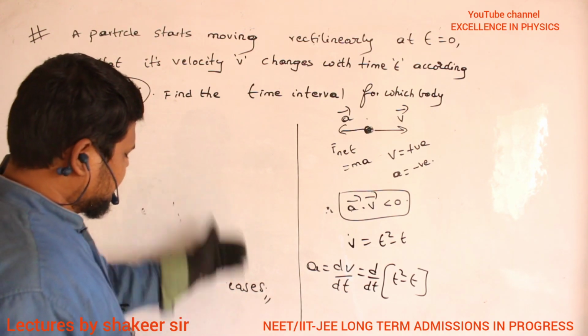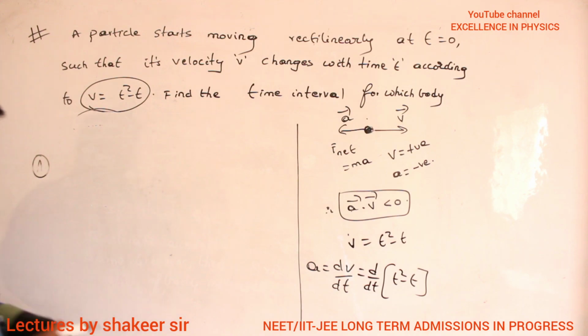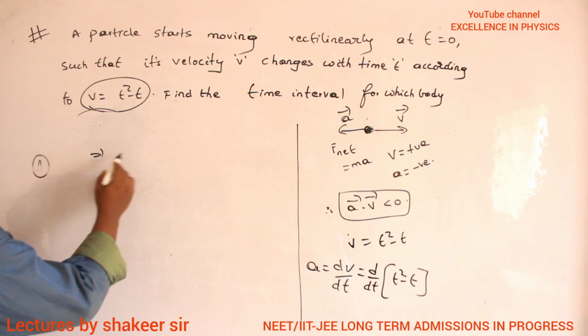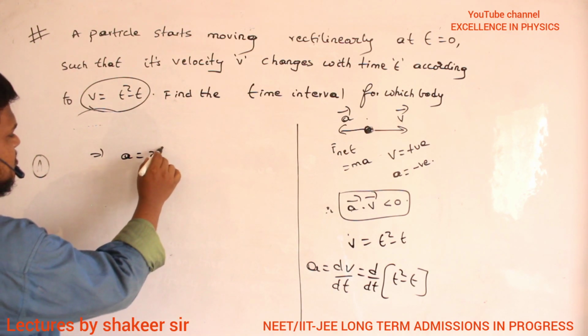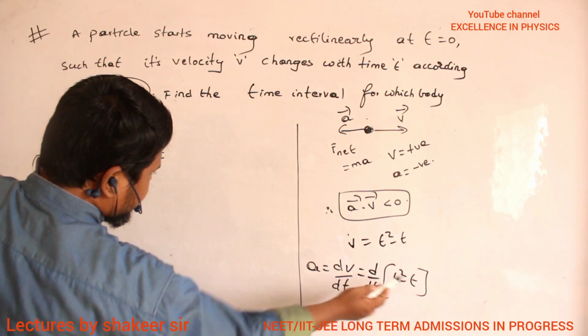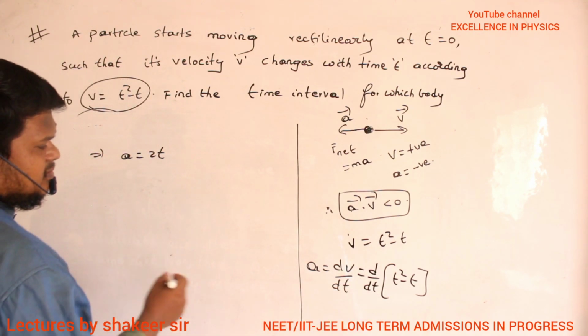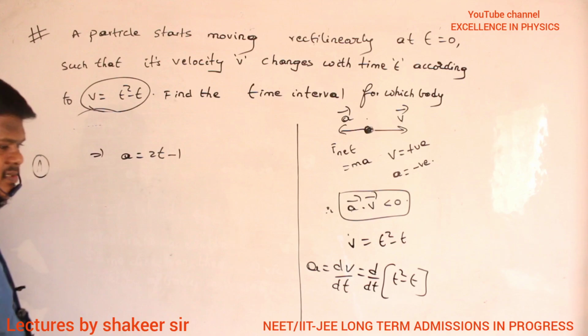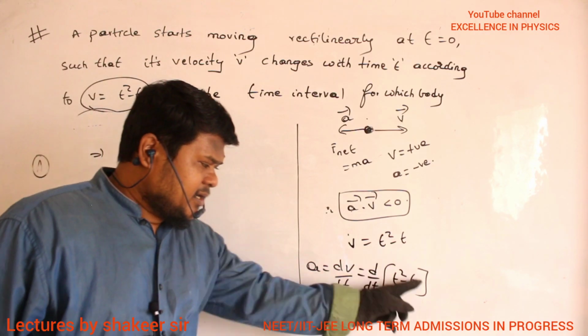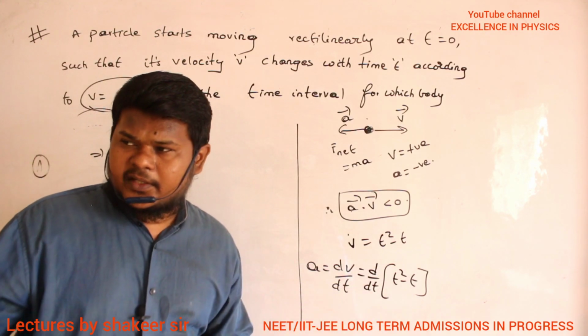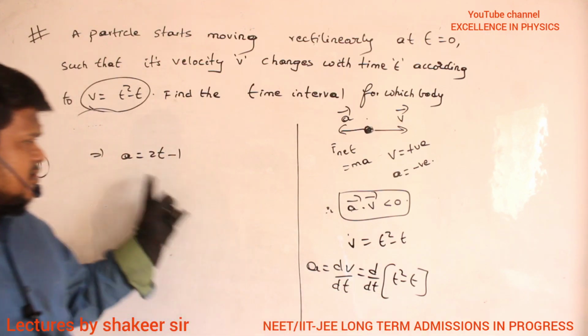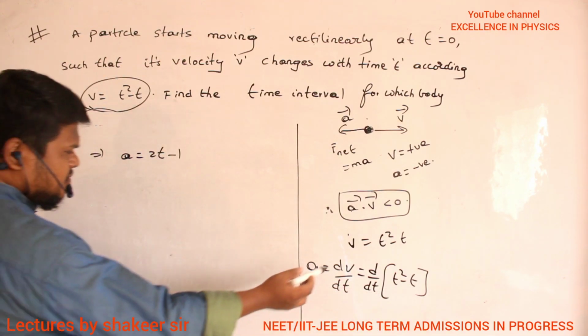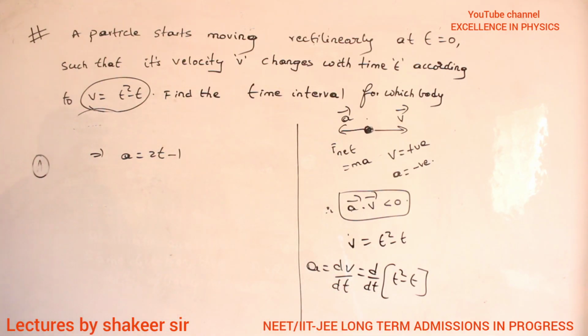2t. Differentiation of t square is 2t. Are you able to understand? So therefore I will write acceleration is equal to 2t. Differentiation of t is minus 1, because I have minus t, no? dt by dt is 1. We have minus here, no? So minus 1. So therefore this is the equation of velocity and this is the equation of acceleration.